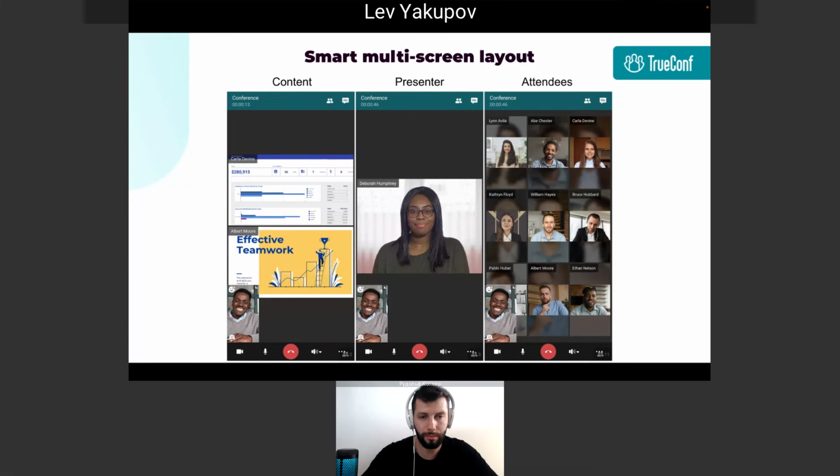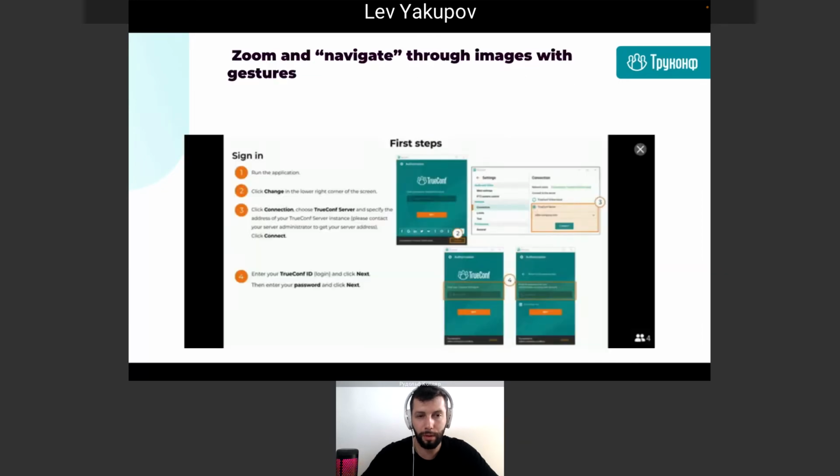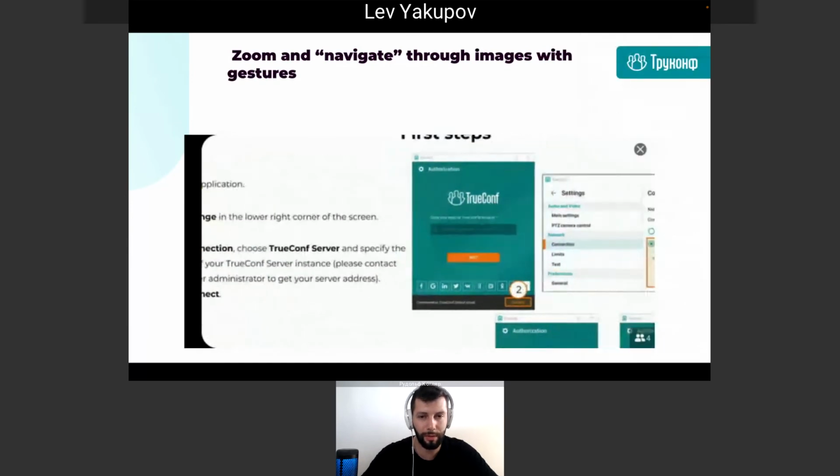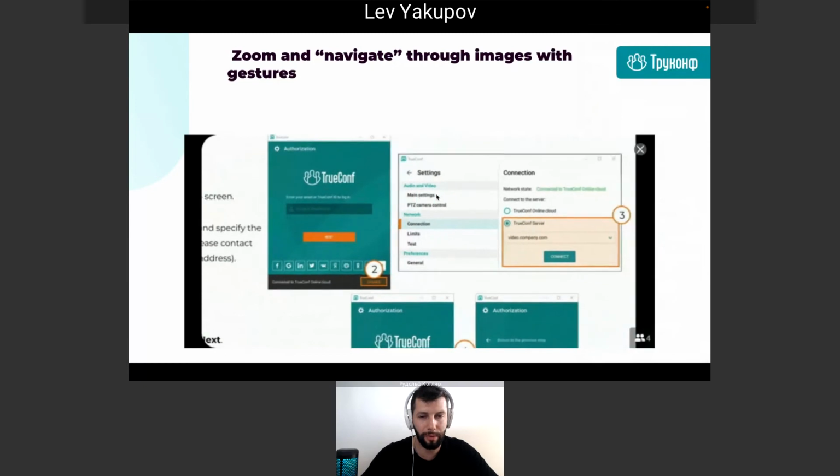But if you're busy or driving, for example, which is a very common scenario when you put your phone in your car and continue the conversation from the car, you are not allowed to touch the screen. So we manage the layout automatically for you. Content has the highest priority, in case somebody is sharing a presentation, for example.